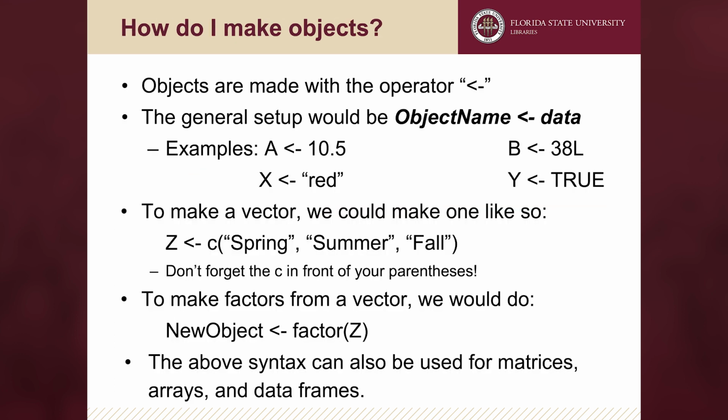So we know what an object is. Now we're going to try to make them. The operator you would use is a less than sign and a dash, which you can see looks like an arrow. So the setup would be the name of the object, less than dash, and then whatever type of information that you want to store. You can see some examples here.